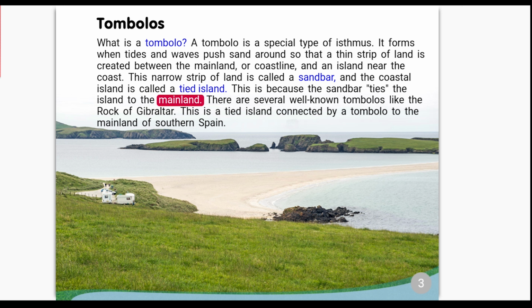There are several well-known tombolos, like the Rock of Gibraltar. This is a tide island connected by a tombolo to the mainland of southern Spain.